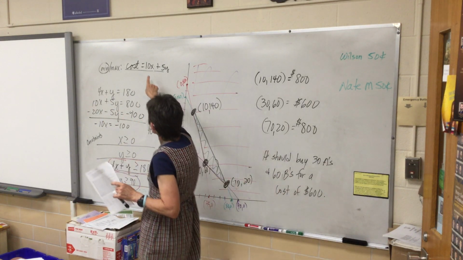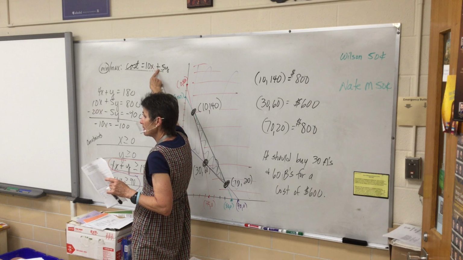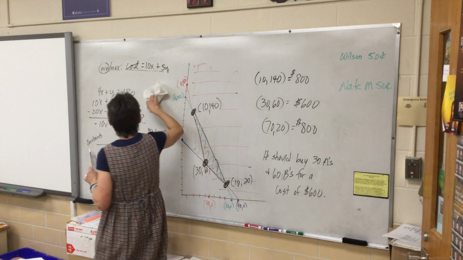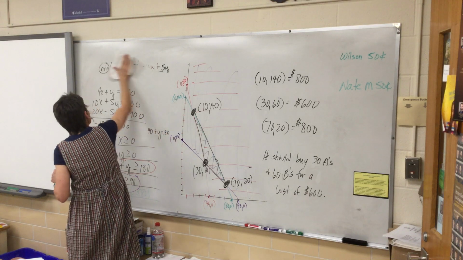It's your cost. So 10 times your x and 5 times your y. That was the whole point of doing the problem. We were trying to find the minimum cost.